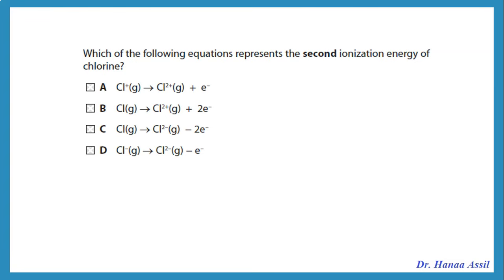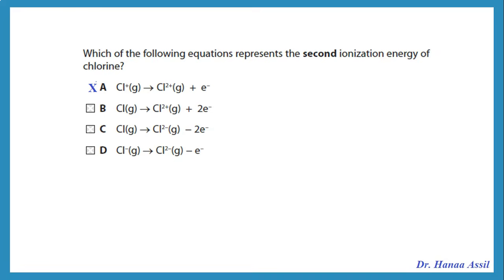Okay, so another question says, which of the following equations represent second ionization energy? So which of these represents second ionization energy? Yes, that's the first choice that you have here. The second ionization energy, all of them, we're talking about gaseous state, so all of them have to be in the gaseous state. And then second means I'm starting with a plus 1, I'm removing 1 electron to form a plus 2.